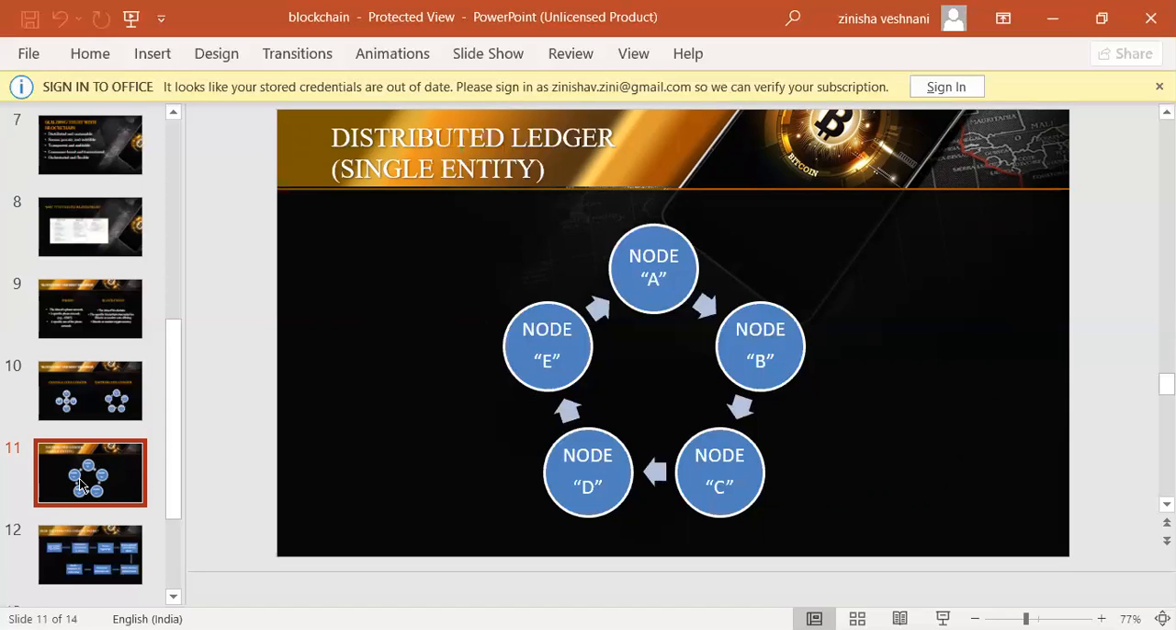Blockchain definitely works on the distributed ledger concept, which has a single entity. As we can see, node A has its own single entity, but it's connected with node B and node E at the same time. Even node B has its own single entity, but it is connected with node C and the previous hash of node A. So node B has its own hash, but it is connected with node A's previous hash, and it will provide a new previous hash to node C. So this is how it works.